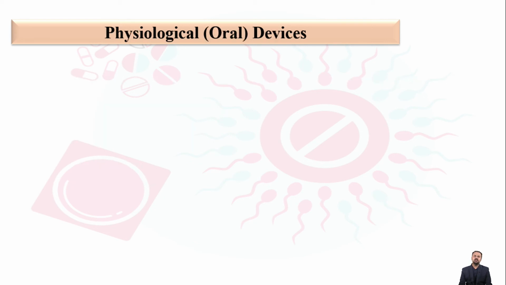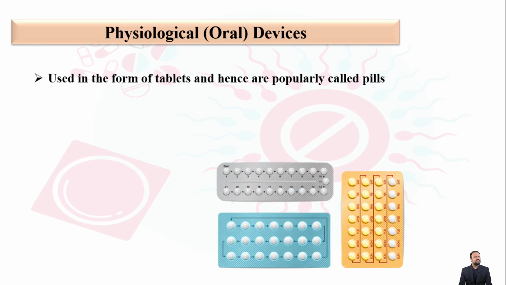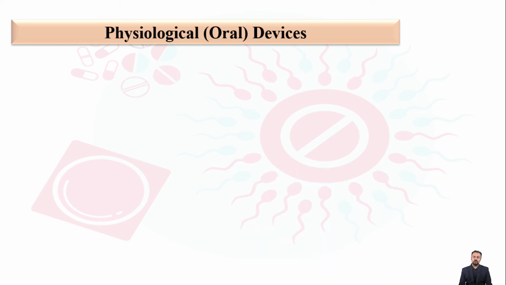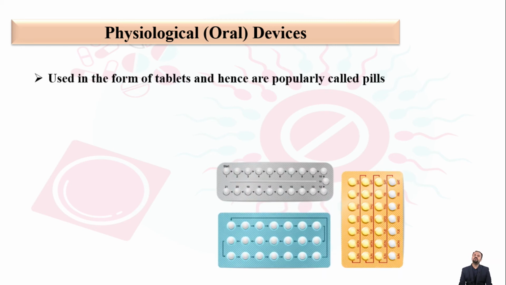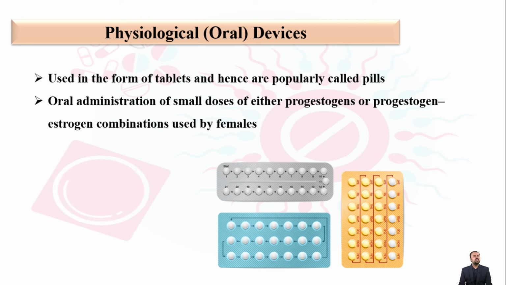Moving on students, now let us talk about the physiological devices of contraception. I am basically talking about the oral pills. Students, these are used in the form of tablets or capsules and hence are popularly known as pills. Oral administration of small doses of either progestogens or a progestogen-estrogen combination can be used by females.